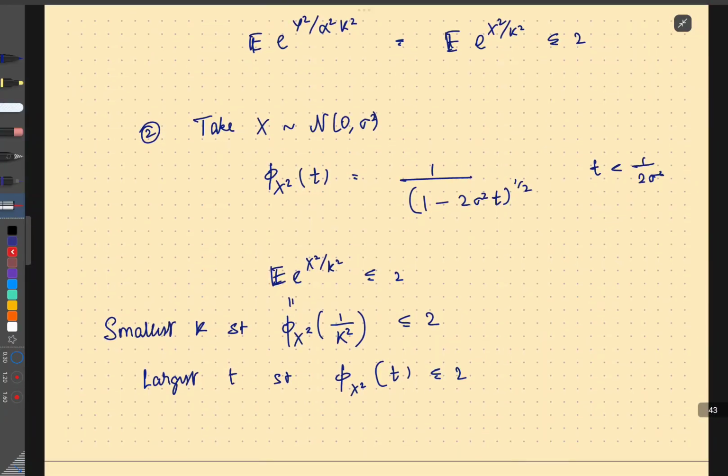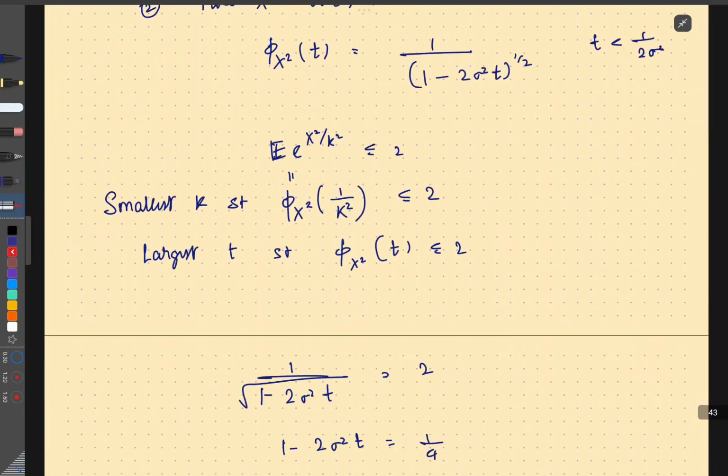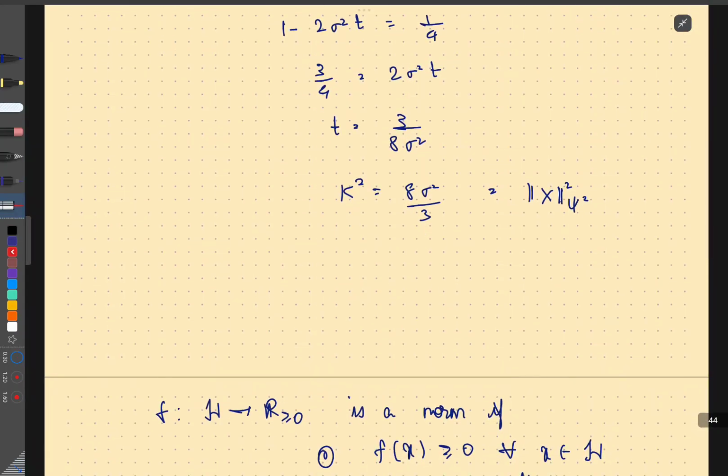And as we saw, a Gaussian random variable is Subgaussian. And in fact, we computed the Subgaussian norm of a normal random variable. So the Subgaussian norm of a random variable which is Gaussian with 0 mean and variance sigma square is equal to 8 sigma square divided by 3. Okay.